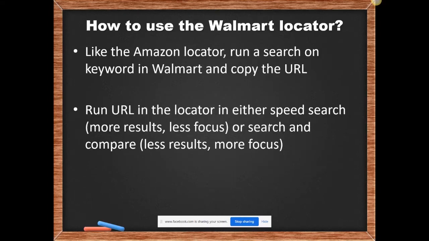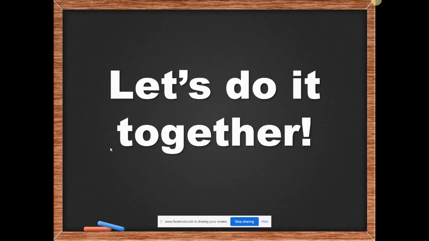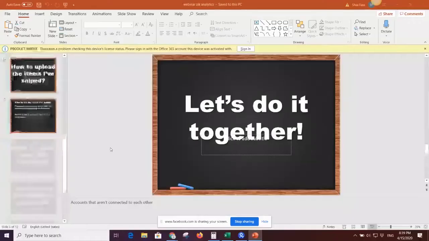So how do you use the Walmart locator? This is exactly like the Amazon locator. You run a search on a keyword in Walmart, and then you copy the URL of the page. Then you run a search in the locator in either speed search, which will give you more results but less focus, or in the format of search and compare, which gives you fewer results but with more focus. If that doesn't tell you anything, I will show you now. Let's do it together.